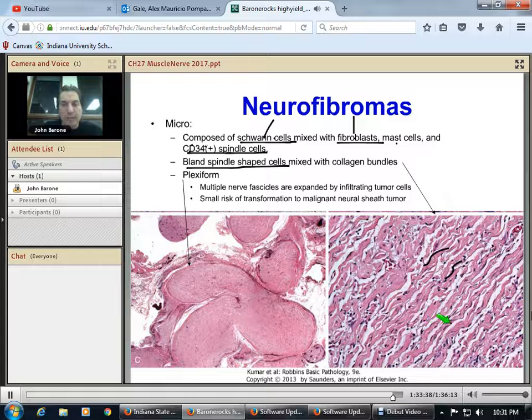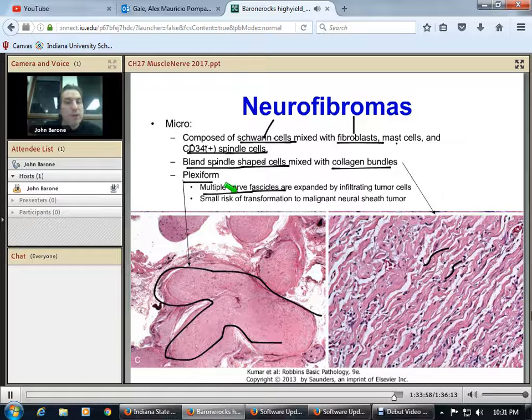So if we take a look here, see the pink collagen bundles? And see these little purple dots? You can barely see the cells. Little purple dots, those are the Schwann cells. They're very inconspicuous, hard to see these cells. So you're seeing these spindle-shaped cells in the thick collagen bundles.